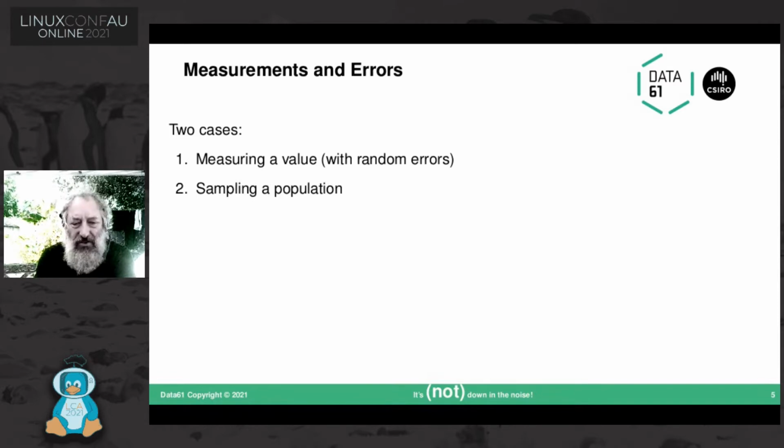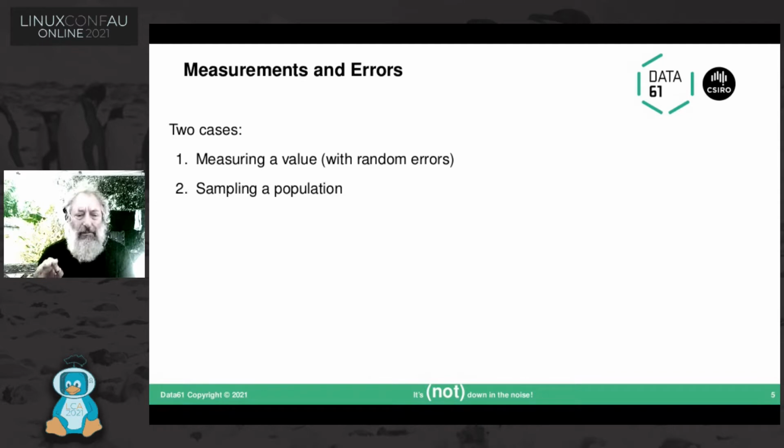So in the first case, you're trying to measure a length or something. Measure the length of, the other thing I had to do the other day, measure the inside diameter of my clarinet. And every time I measured, it was half a millimeter different. Or you could be sampling a population. So you want to find out how tall people are. And some people are taller than others.